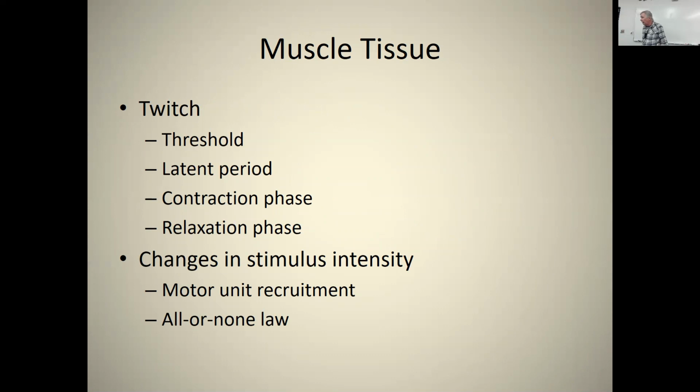Okay, then we're going to get into twitches, what a muscle twitch is, and these parts of a muscle twitch: threshold, latent period, contraction phase, and relaxation phase. I'm going to show you that in a later slide. Then changes in stimulus intensity, so motor unit recruitment and the all or none law.